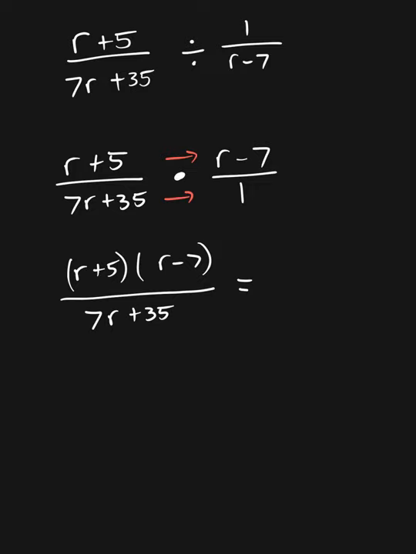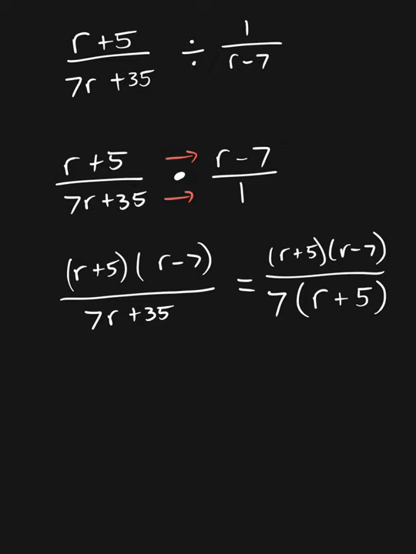And so I'm going to recopy the top, r plus 5 times r minus 7, and then I'm going to try and pull out a 7 from this denominator. And what are we left with when we pull out a 7? Well, I'm left with an r, and then 7 times 5 gets me 35.